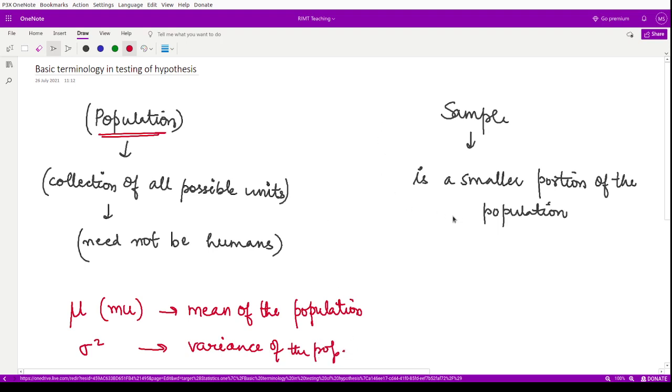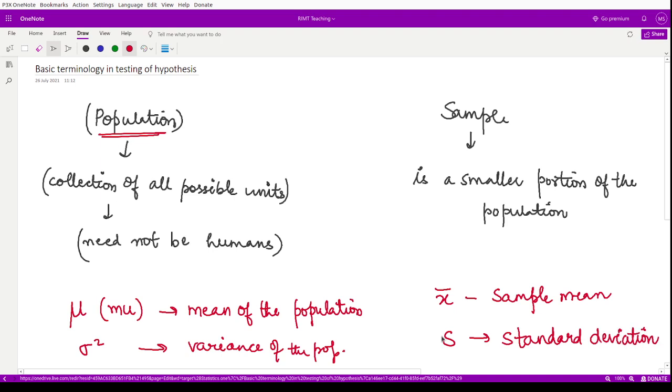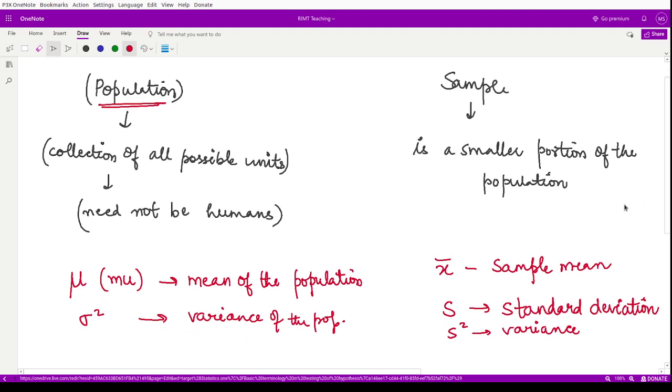Another thing, for sample, you may use x bar to represent the sample mean, and you may use small s to represent the standard deviation. Now what is the relationship between standard deviation and variance? Standard deviation is the square root of variance. So you may write s square to be the variance. If you do not remember these concepts, just go through them once.